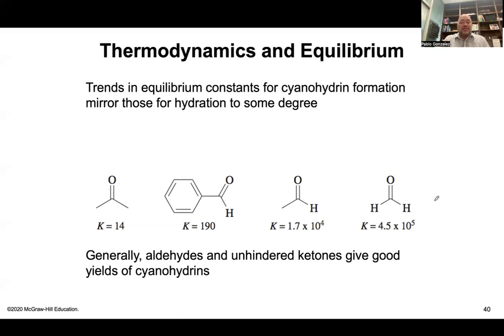So by knowing this, we know that aldehydes, basically, and unhindered ketones are going to be good substrates for the cyanide to attack and produce the cyanohydrin, okay? So in that case, we're going to take that as an advantage because they're going to be pretty reactive, and then they're going to react with the cyanide to produce the cyanohydrin.